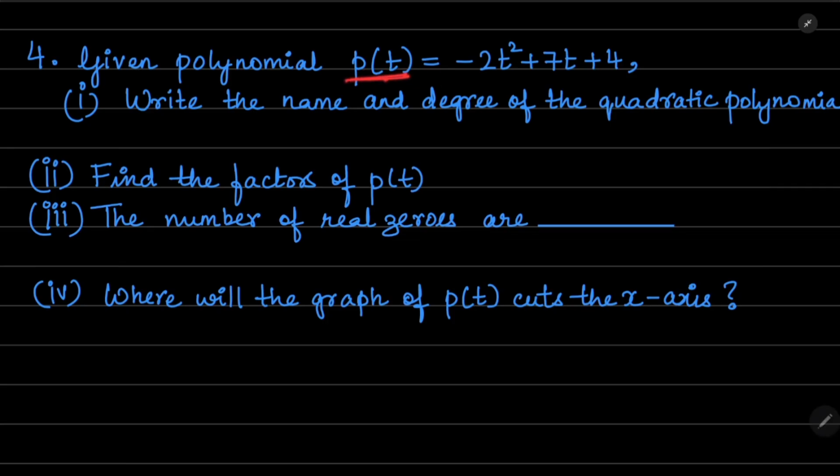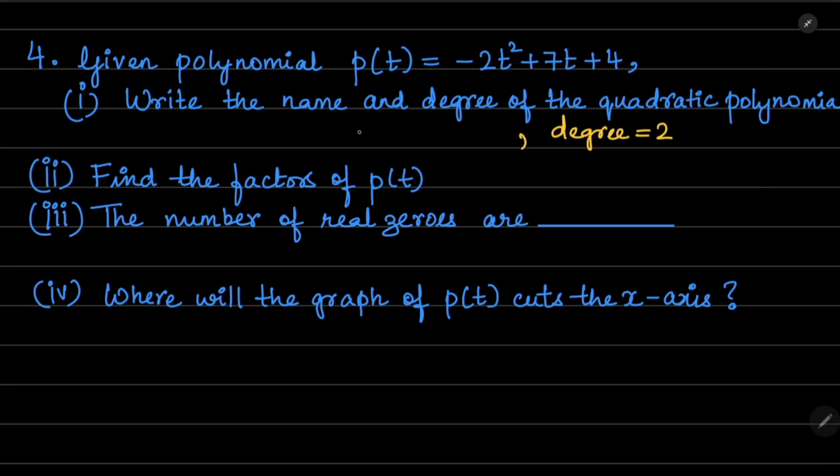You are given P of t equal to minus 2t square plus 7t plus 4. This is given to you. You have to write the name and degree of the quadratic polynomial. What is the name? What is the degree of the polynomial? So here in the given polynomial, the variable is t. The highest power of t is 2. So the degree is 2. The first answer is the degree of this polynomial is 2.